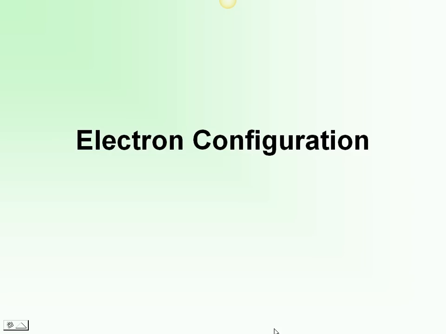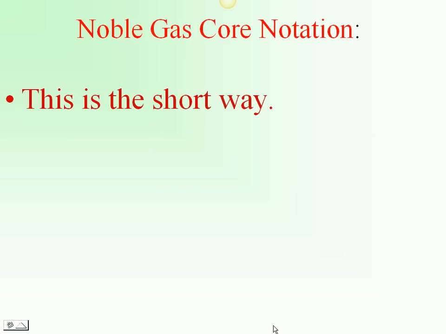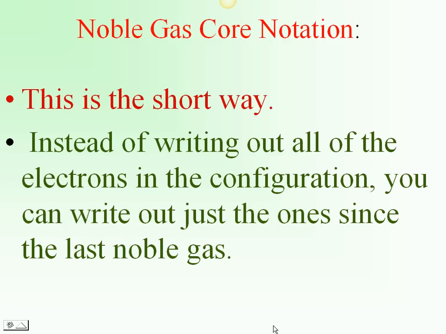Electron configuration. Noble gas notation. Noble gas core notation. This is the short way. Instead of writing out all of the electrons in the configuration, you can write out just the ones since the last noble gas. Doesn't that sound easy?